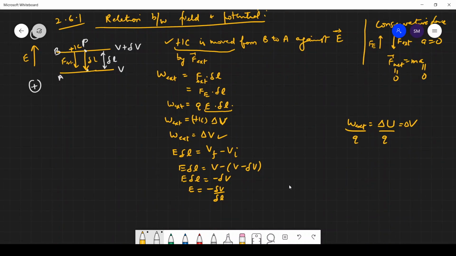Now there's one more thing to it. We know that for this positive charge, if I'm bringing it against the direction of force, potential energy will be more, and potential is more. We did it in the last example also, that potential will increase, so here the potential is increasing, so it means this delta V is actually a negative quantity. So this E is equal to, this delta V is negative, so I can write this delta V as minus modulus of delta V.